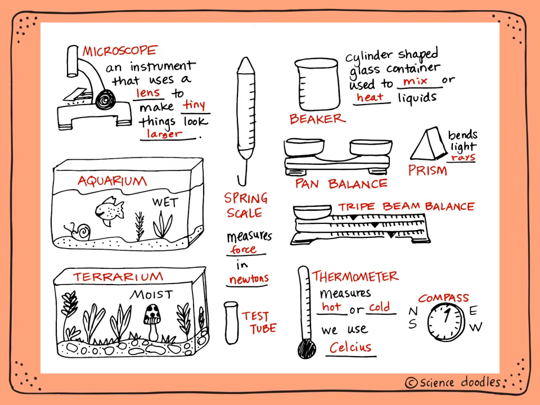A prism is a glass triangular prism that bends light rays. And so you're going to take the light that shines into it and it's going to split it up into the different colors. Below that is our triple beam balance. Notice that triple is spelled incorrectly. It should be T-R-I-P-L-E, beam balance. Thermometer is below that. It measures hot or cold, and we're going to use Celsius, which is also spelled wrong. It should be C-E-L-S-I-U-S. And then in the bottom right-hand corner is a compass, which is going to show you direction.